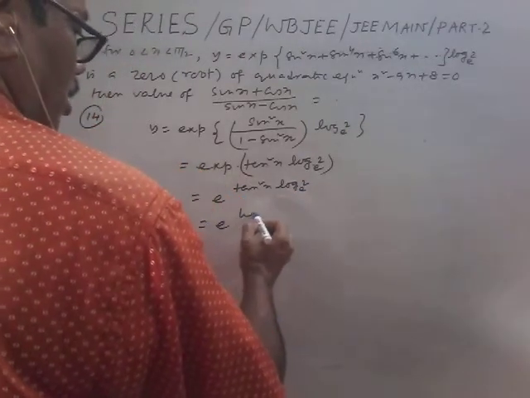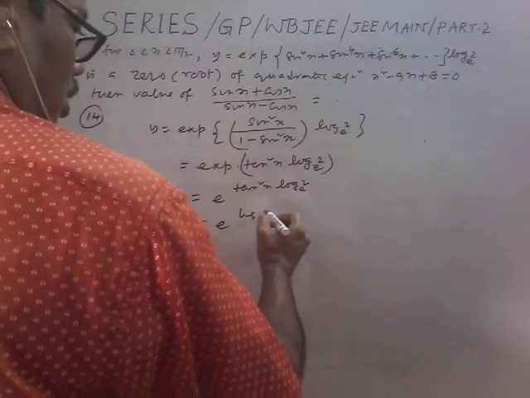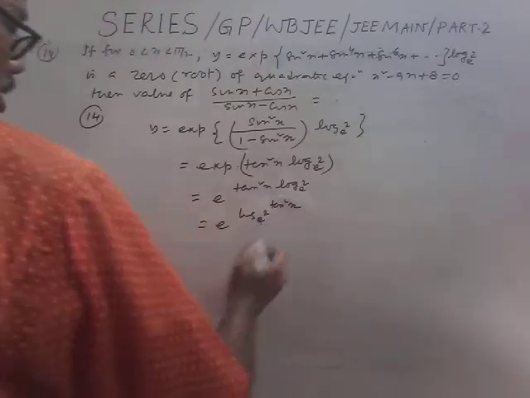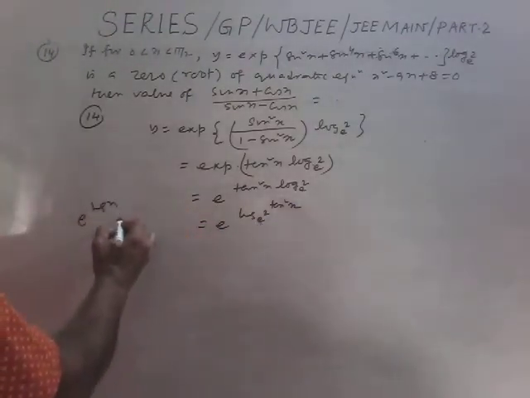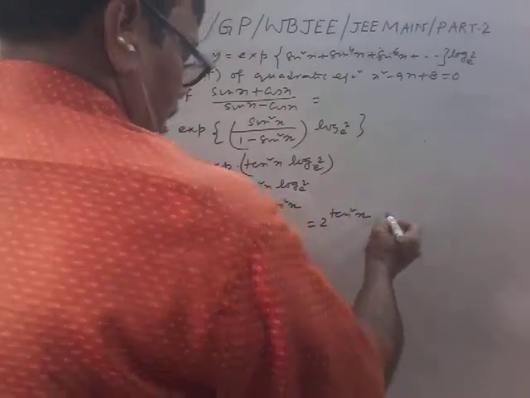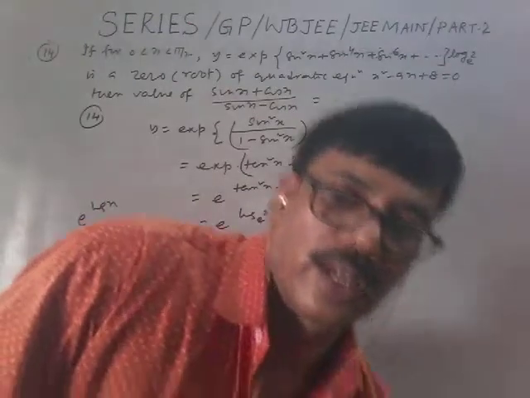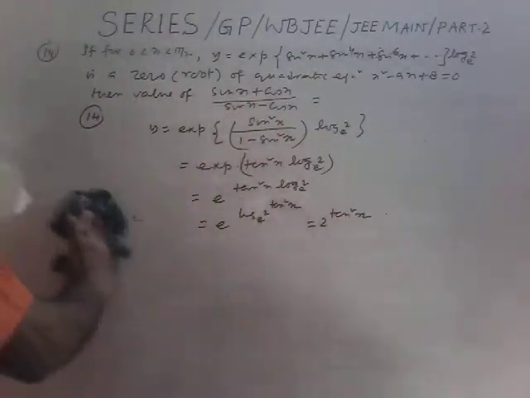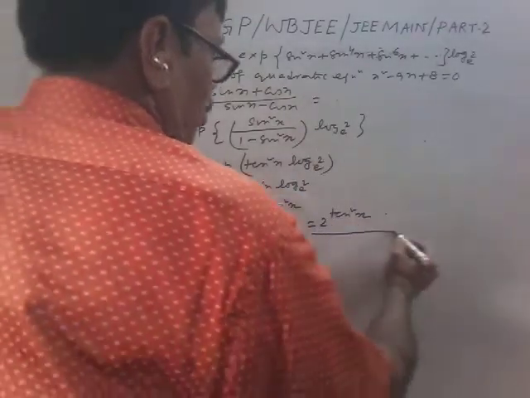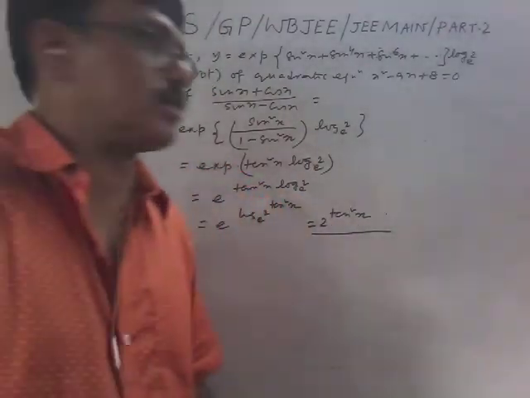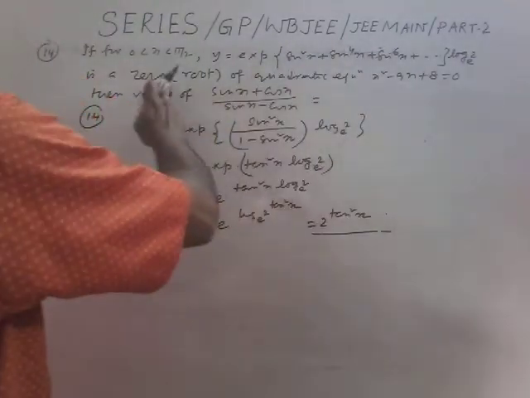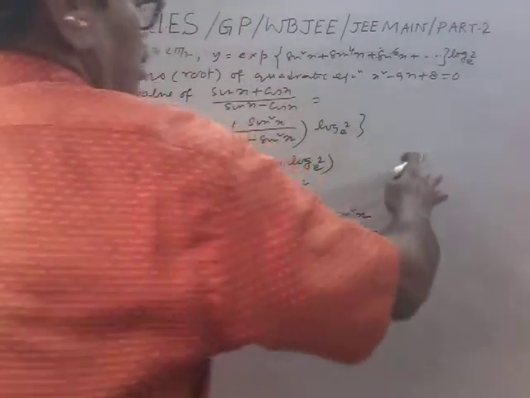So e to the power log 2, and this is 2 to the power tan square x. So e to the power log x is x. So it is 2 to the power tan square x. So using the idea of infinite GP series and the property of exponential function, this reduces to 2 to the power sine square x. Now 2 to the power sine square x is a root, that is a zero, of the quadratic equation.